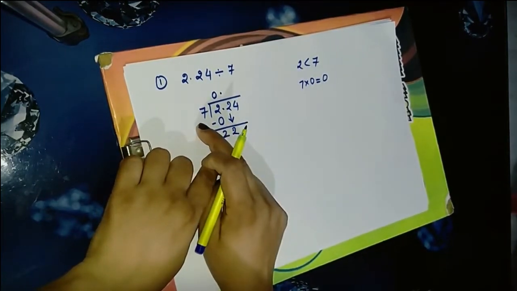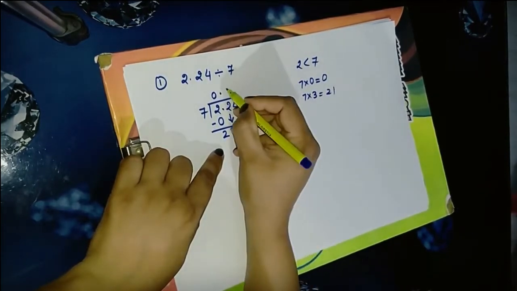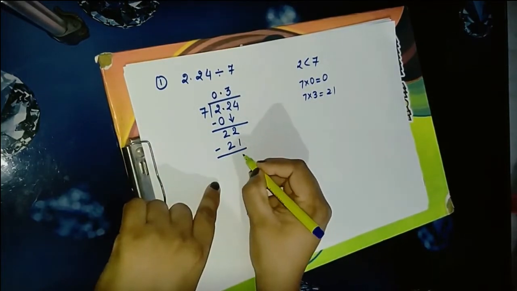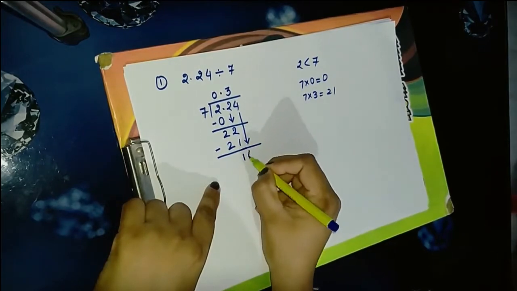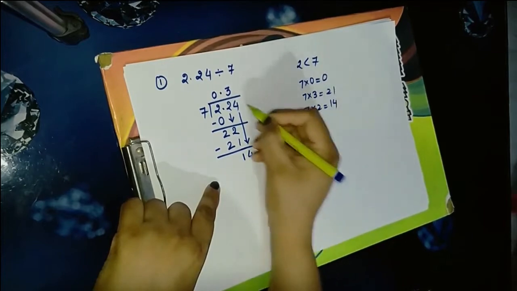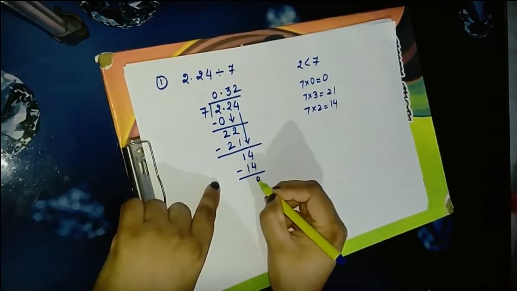Now in the table of 7, we know that 3 times 7 is 21. So I am writing 3 here, 21 here, 22 minus 21 is 1 here. The next number which is copied over here is 4. In the table of 7, 2 times 7 is 14. So here I am writing 2, here it is 14, here it is 0.